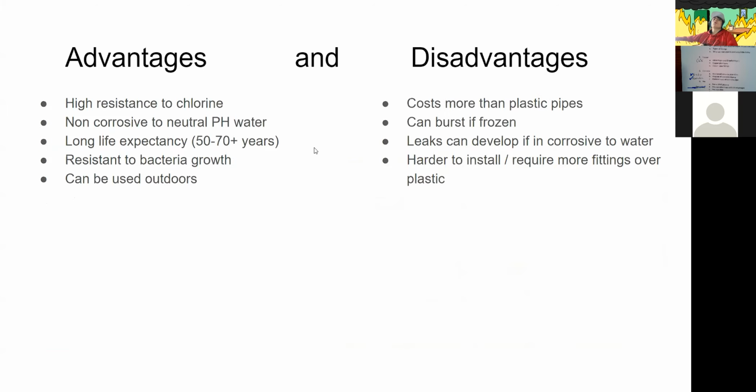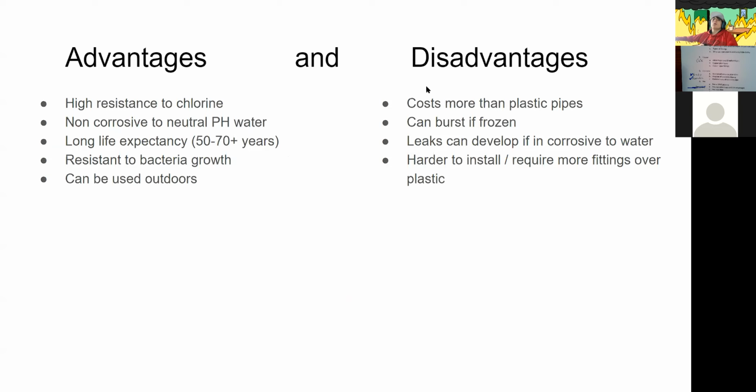The advantages and disadvantages of using a copper pipe: the advantages are that they have a high resistance to chlorine, they're non-corrosive in neutral pH water, they have a long life expectancy of 50 to 70 plus years, they're resistant to bacteria growth, and if you're using type K pipes, they can be used outdoors.